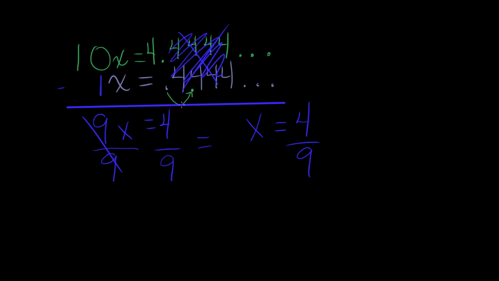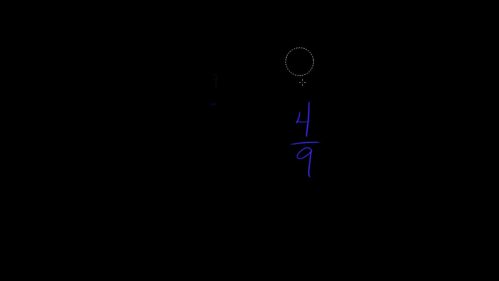Okay, let's do another one. Let's get rid of this and let's have another single digit that repeats forever and ever and ever. Let me write this a little bit lower, 0.88888 forever and ever and ever. We want to convert this into a fraction.